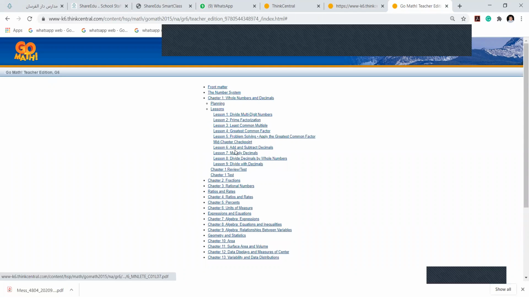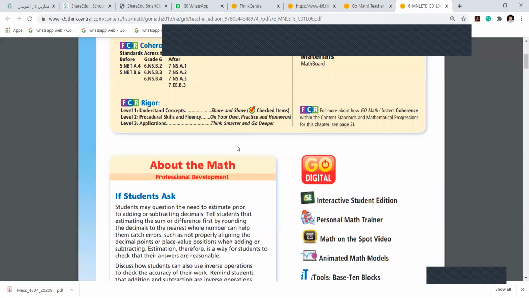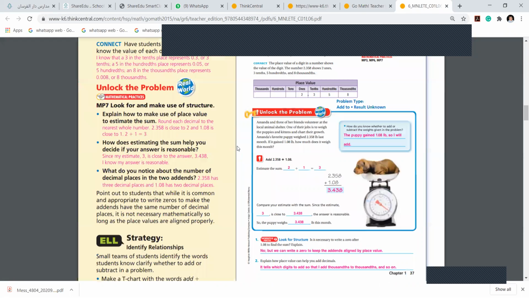Now we'll go to add and subtract decimals, 1.6. Adding and subtracting decimals, I think you all are very good at this. I don't have to explain much to you.